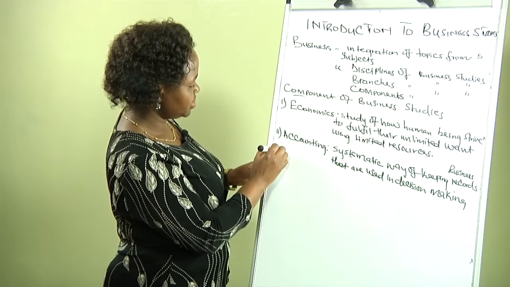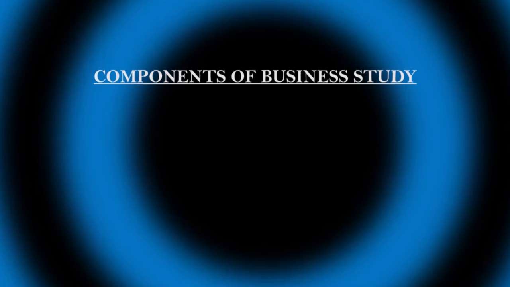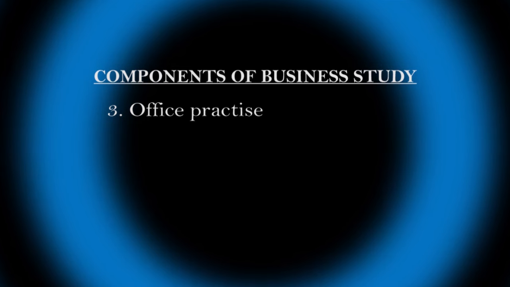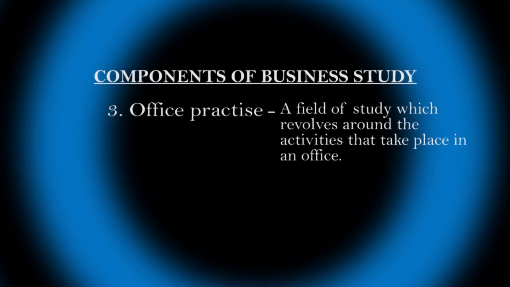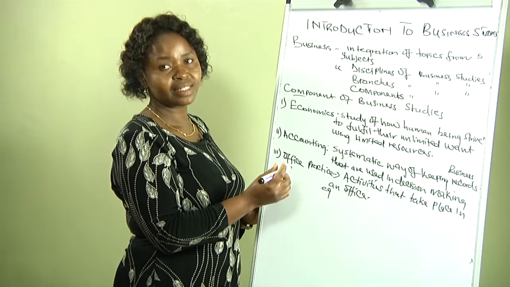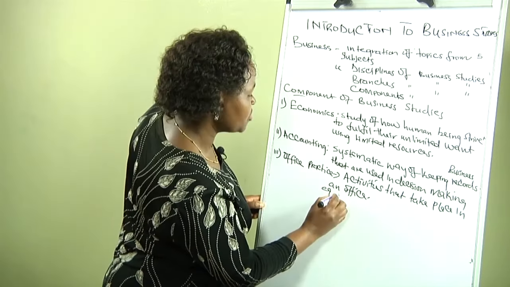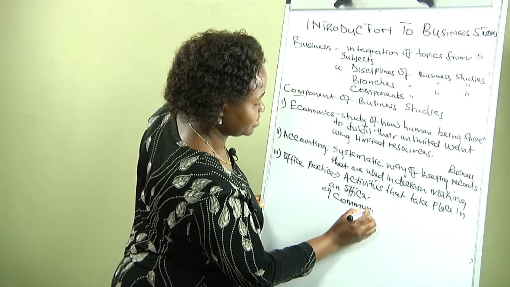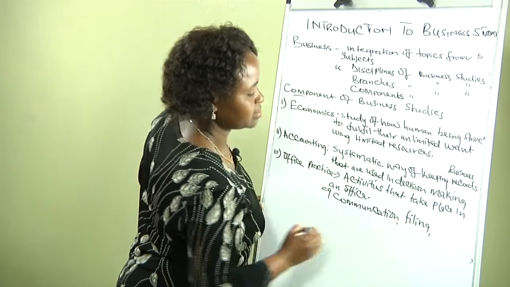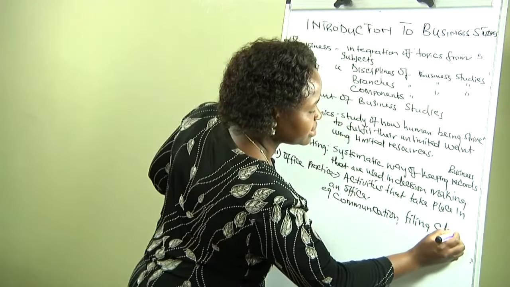The other branch is office practice. And office practice is a field of study that revolves around the activities that take place in an office. There are many activities that take place in an office. For instance, we have communication. We have filing. We have clerical work.